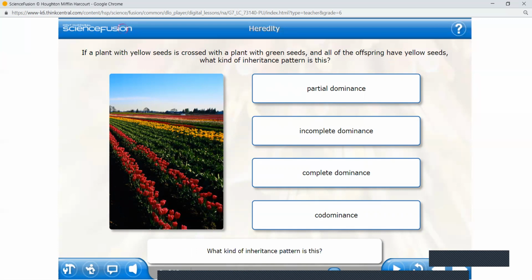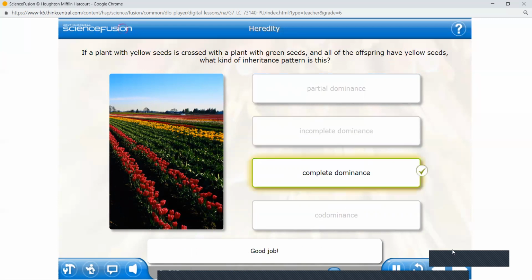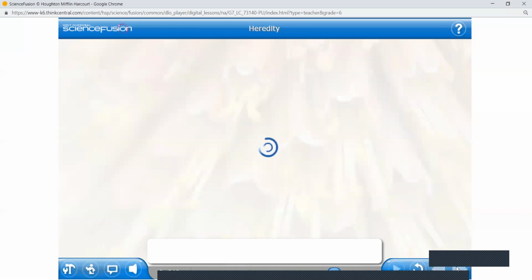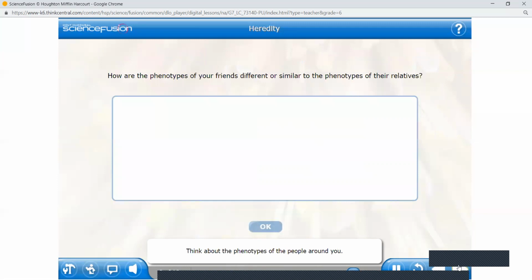Complete dominance. Excellent. Complete means all of them have the same. Good job. Incomplete means a new color will be there. Codominance means... think about the phenotypes.